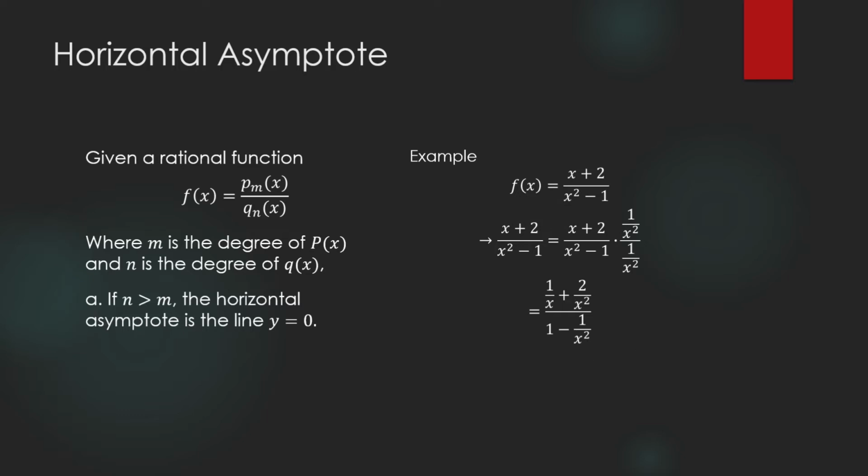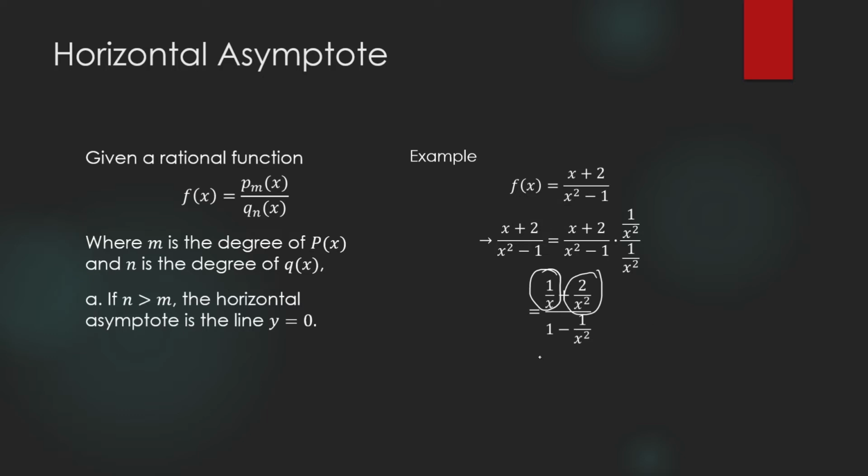Now, what happens with the y-coordinates of your function when x approaches infinity or negative infinity? What happens with the value of y? Well, when x approaches infinity or negative infinity, this term approaches 0. So imagine 1 divided by 1 billion. That is almost like 0. The same with this. So the value of your numerator approaches 0 when x approaches infinity or negative infinity.